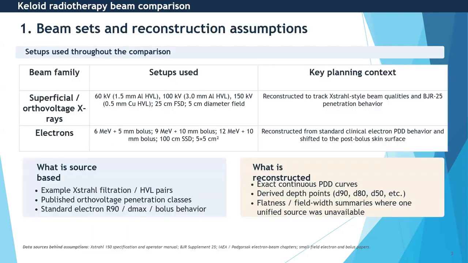Now, these are details of the superficial units and the setup used, and the key context is that I reconstructed X-ray style beam qualities, using BJR penetration behavior, and likewise for the electrons, I reconstructed standard clinical electron percentage depth dose behavior and shifted it to a post-bolus skin distance, to see how the penetration of the radiation goes through tissue.